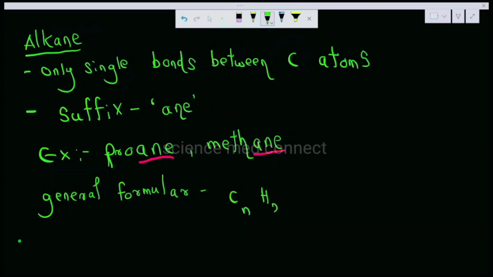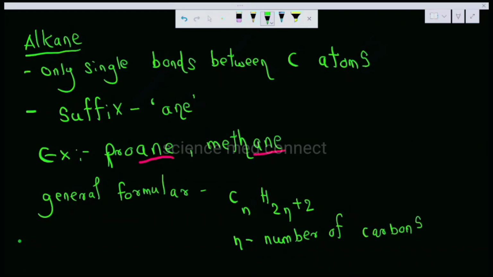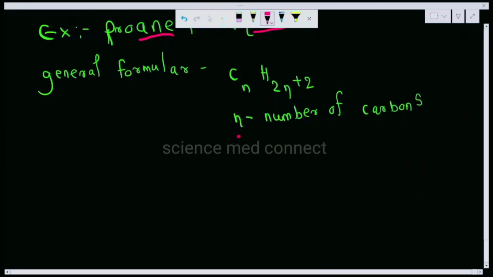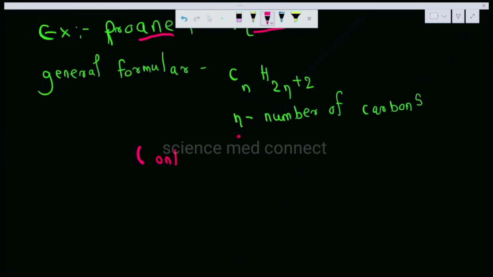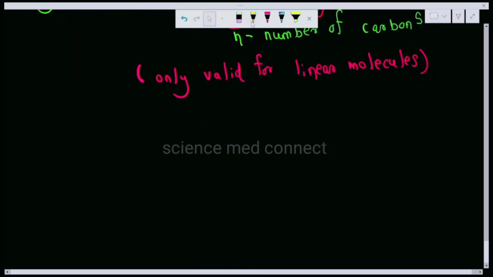And the general formula of alkanes is CnH2n+2, where n is the number of carbon atoms in the alkane molecule. This general formula is valid for only linear alkane molecules, not valid for cyclic alkane molecules. So this is an important formula that you must remember.